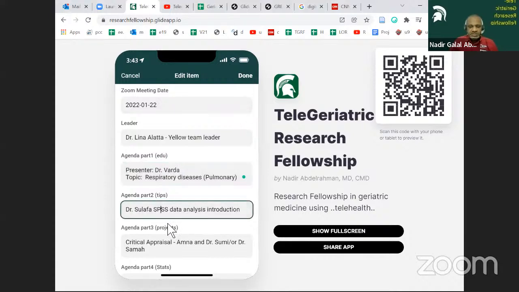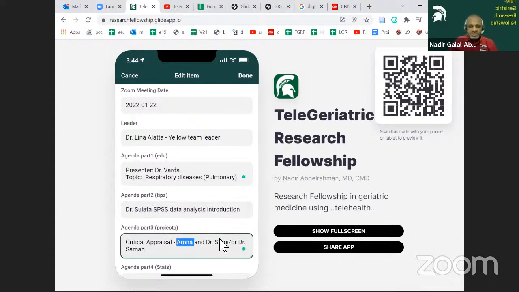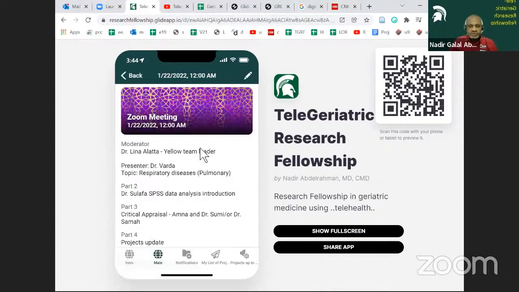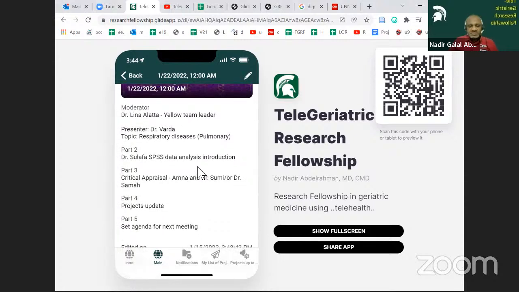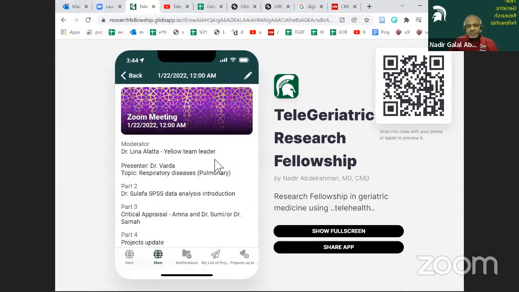And the same with Sulafa. If you have time to do some of the analysis next week as far as SPSS, maybe you can do that, or maybe someone else can put their names, and put Hassan soon or someone for discussion about the critical appraisal. So in the app, if you want to do that, that might be an option for you guys. Any other topics or things that you want me to discuss or to present?